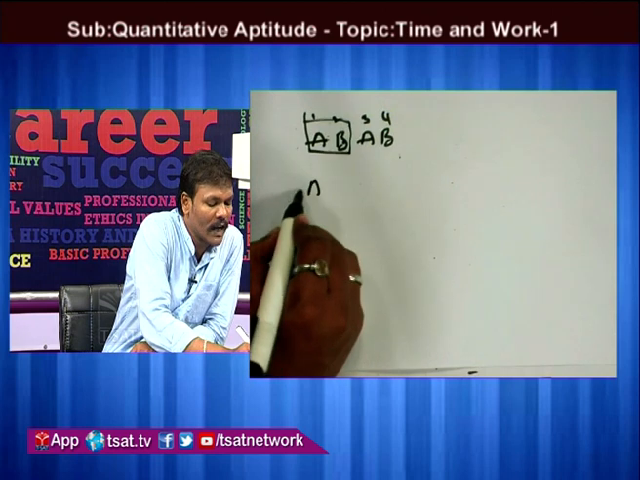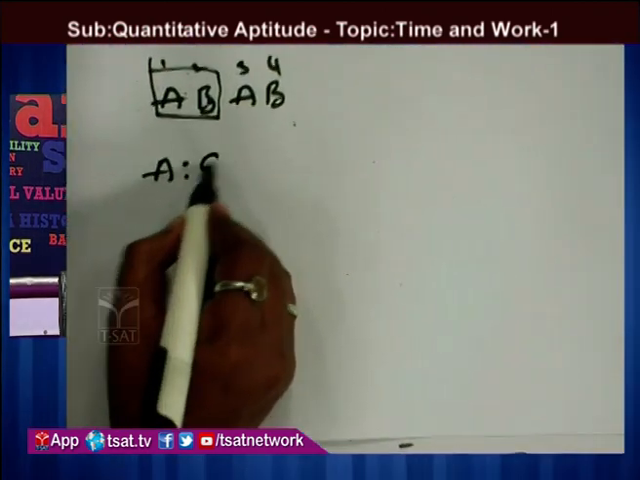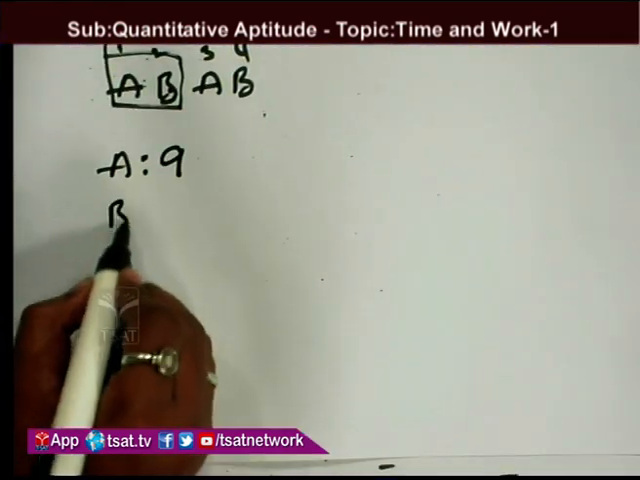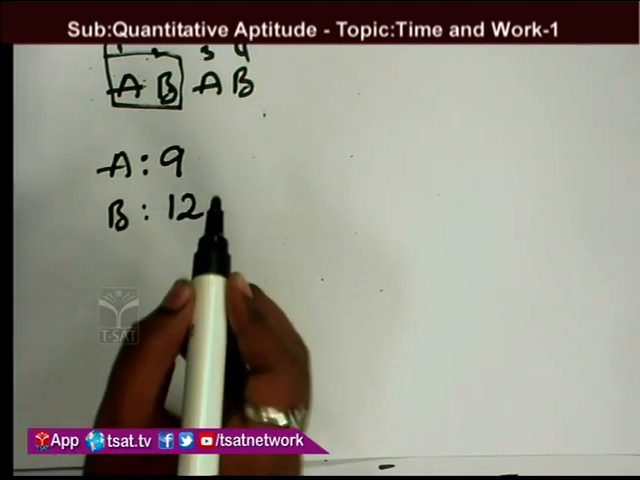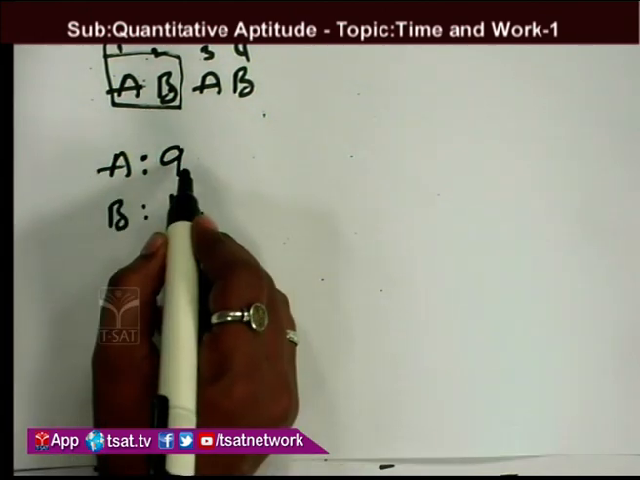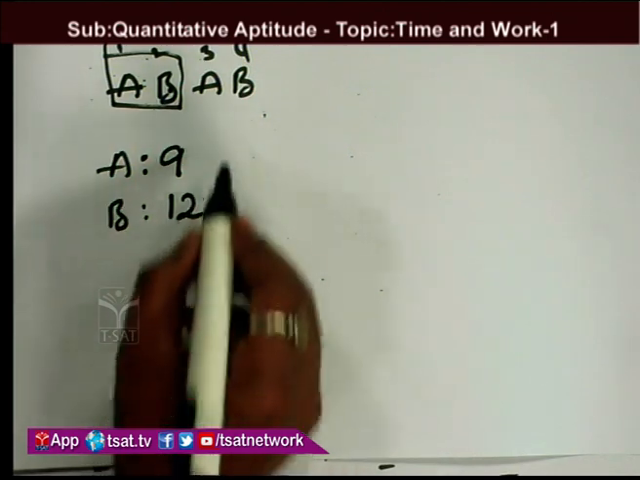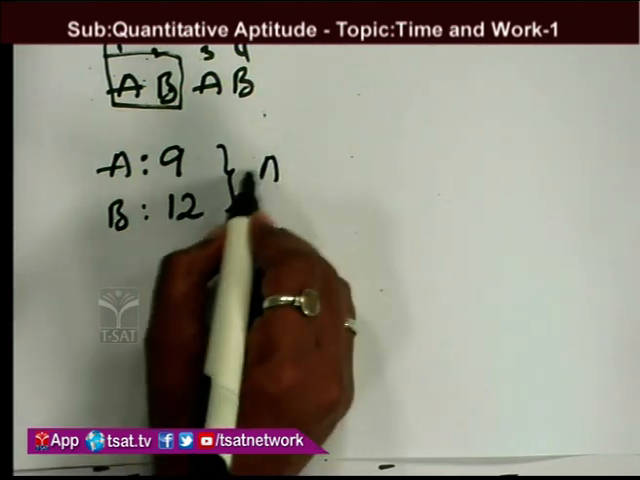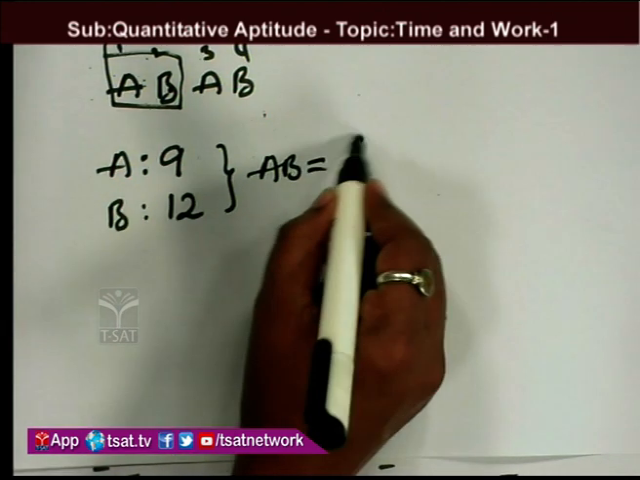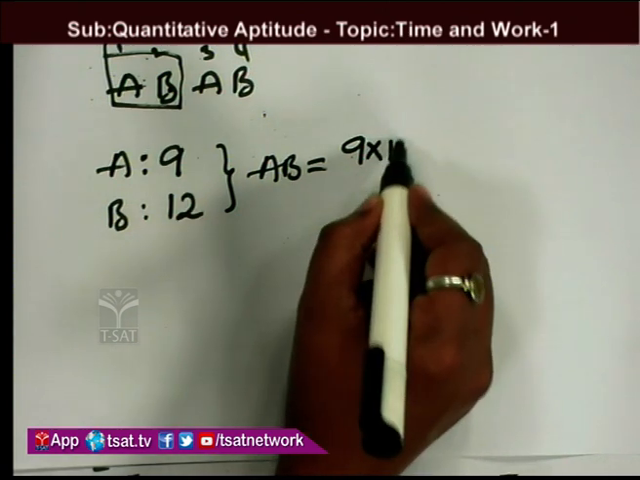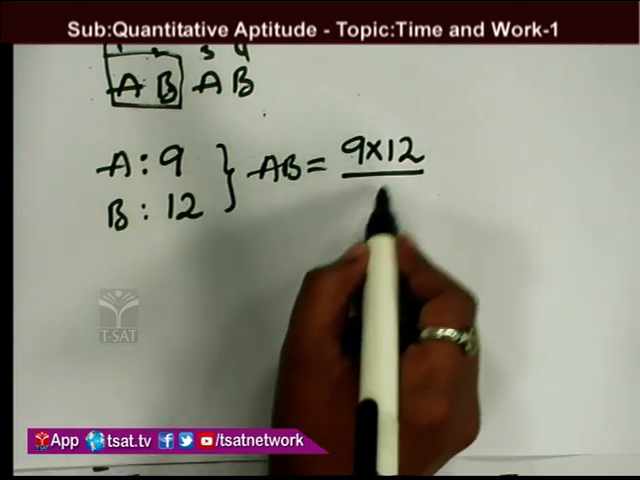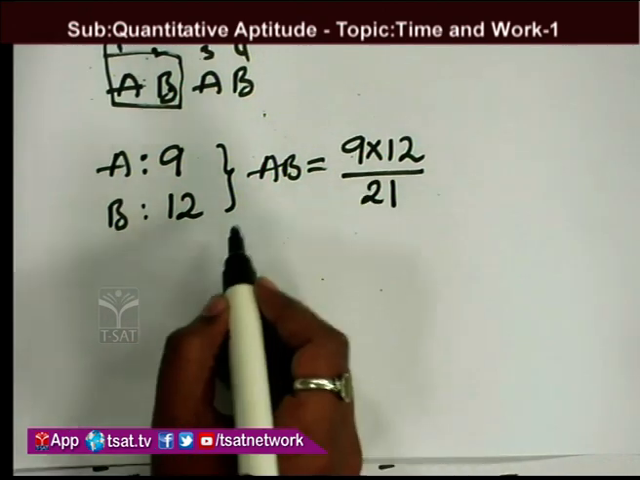So, again we are applying the A and B working together days. A can complete the work in 9 days, B can complete the work in 12 days. If A and B are working together, the multiplication is 9 into 12 by the addition of 9 plus 12, which is 21.